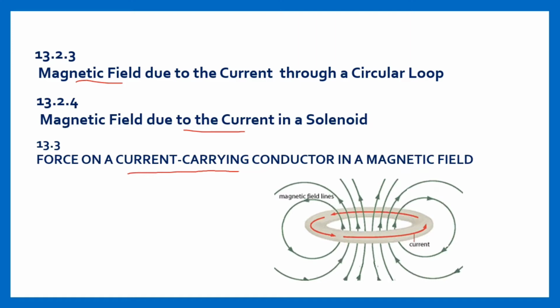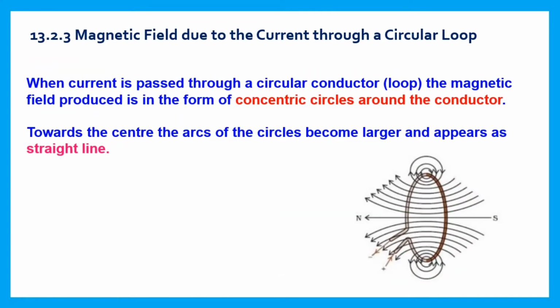Right, so let me start with the first one, that is magnetic field due to the current through a circular loop. See, when current is passed through a circular loop, the magnetic field produced here is in the form of concentric circles around the conductor, right? Towards the center, the arcs of the circle become larger and they appear as straight lines.